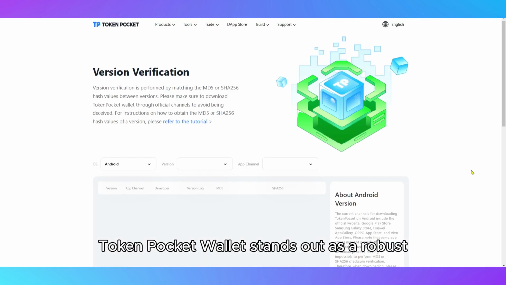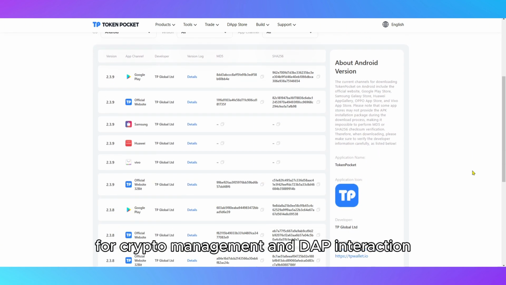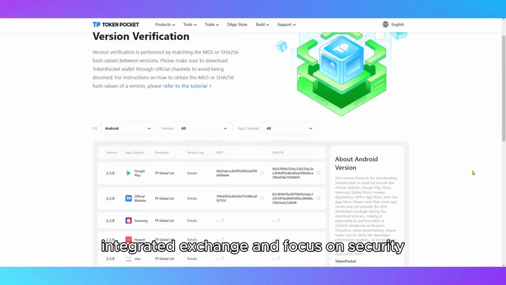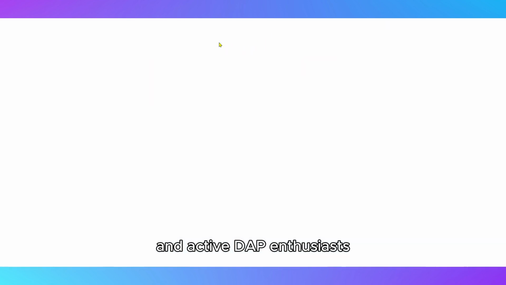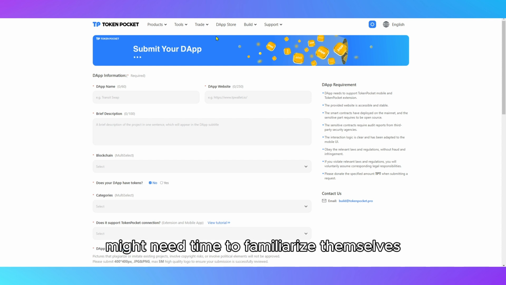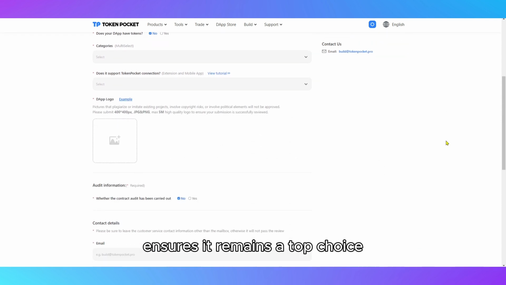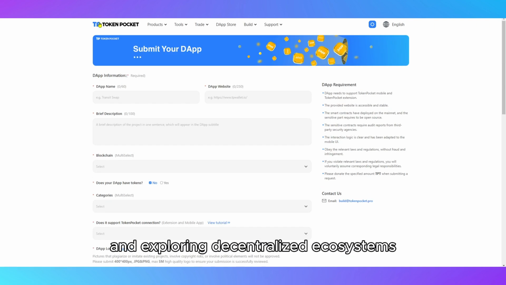In conclusion, TokenPocket Wallet stands out as a robust, multi-chain solution for crypto management and dApp interaction. Its broad blockchain support, integrated exchange, and focus on security make it ideal for experienced users and active dApp enthusiasts. While beginners might need time to familiarize themselves with its features, the wallet's extensive functionality ensures it remains a top choice for managing digital assets and exploring decentralized ecosystems.